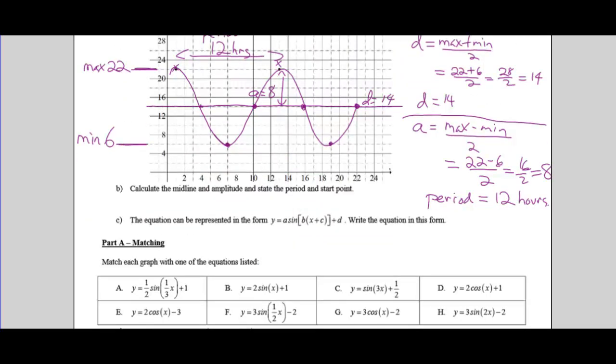So the start point is at 10. Okay, so we can label this start point is at 10, 14, right? So we know the 14. That can't be a surprise. It's got to be in the midline.